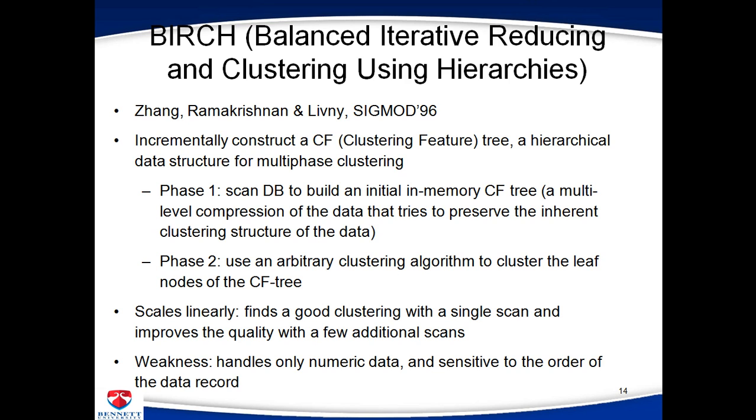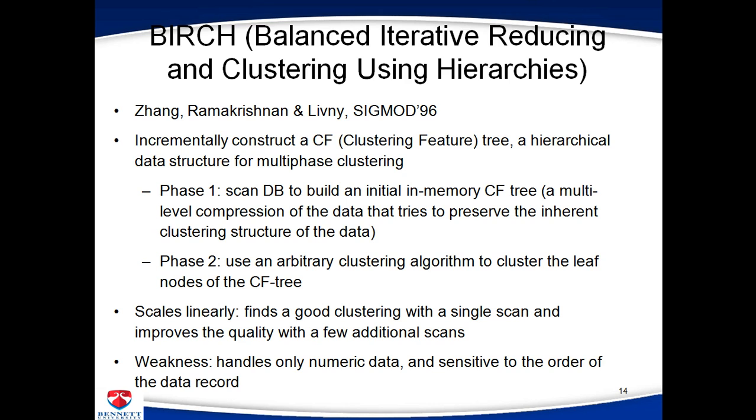The third one is BIRCH. It's Balanced Iterative Reducing and Clustering using Hierarchies. It was proposed by Zhang, Ramakrishnan and Livny in 1996 at SIGMOD. We incrementally construct a clustering feature, and the clustering feature tree is a hierarchical data structure for multiphase clustering.